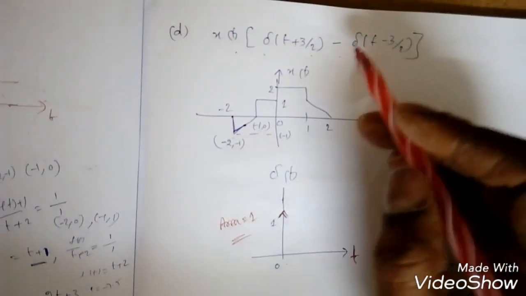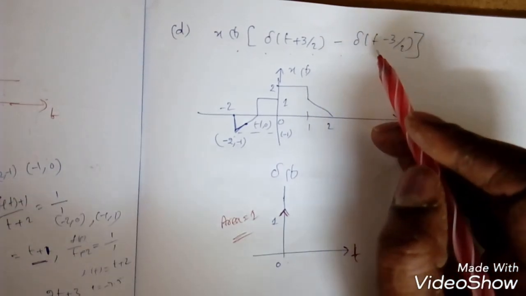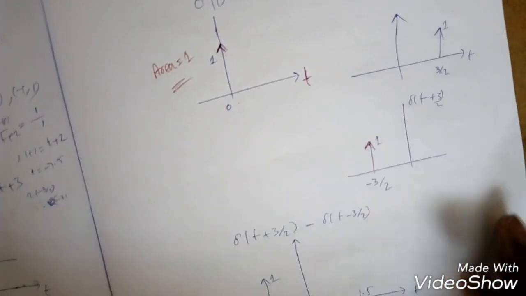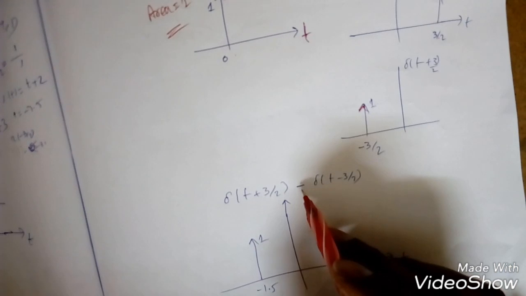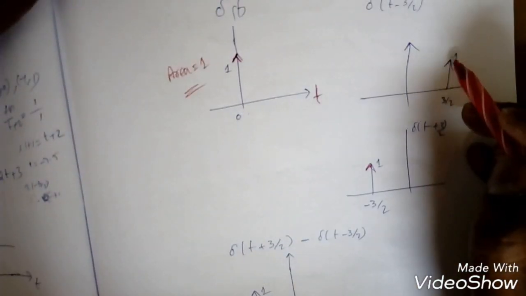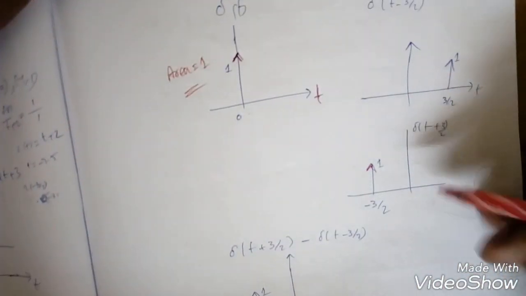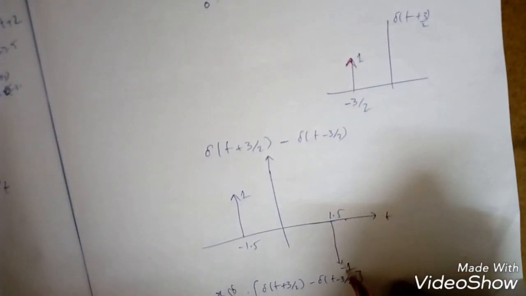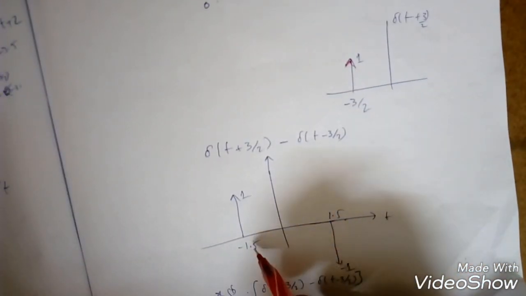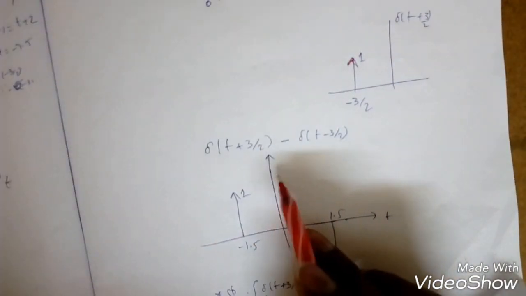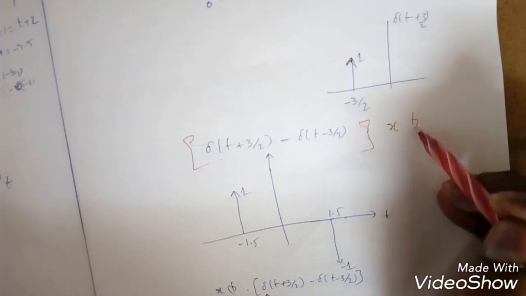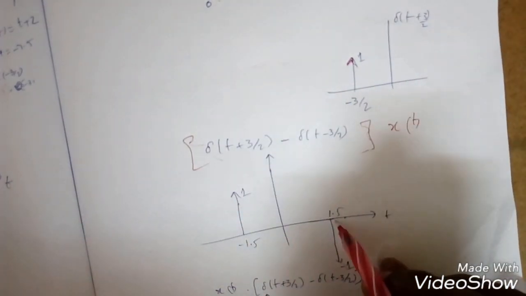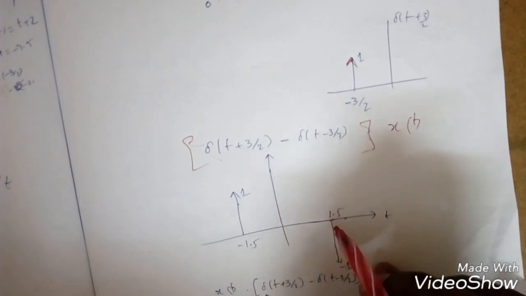Now we have to subtract delta t plus 3 by 2 and delta t minus 3 by 2. So delta t plus 3 by 2 will stay as it is, but for delta t minus 3 by 2 we should have the negative sign, that means the area will become minus 1, that is, at 1.5 and minus 1.5. So this is delta of t, and if I multiply it with x of t, we have only two functions here, at 1.5 and minus 1.5.